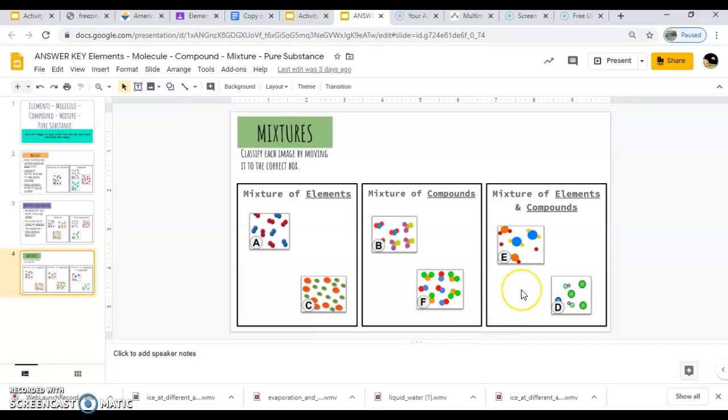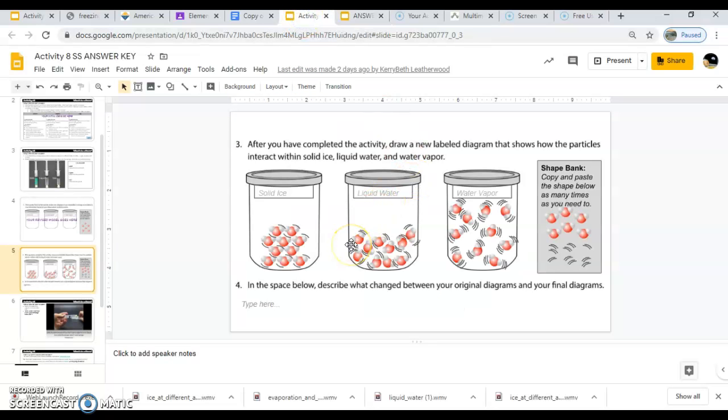Now here, this was probably kind of tricky. We had to really analyze it, where you had your compounds, more than two different kinds of atoms bonded together, and then an element, just a single kind of atom, hanging out in the same space. So therefore, it's a mixture of elements and compounds. So I hope that was helpful. And now I want to go through the second sheet.